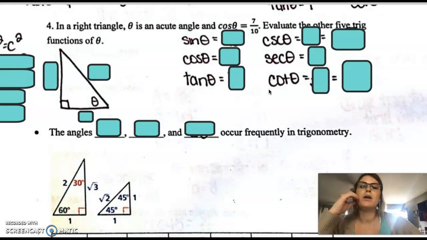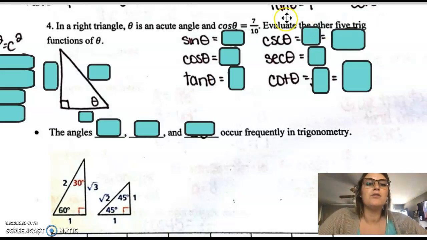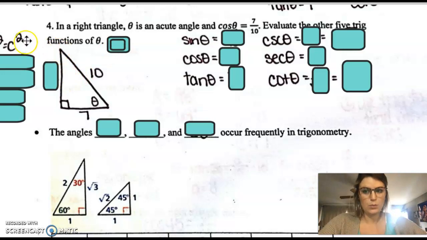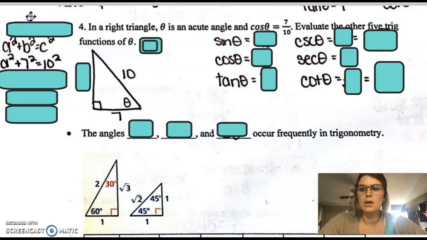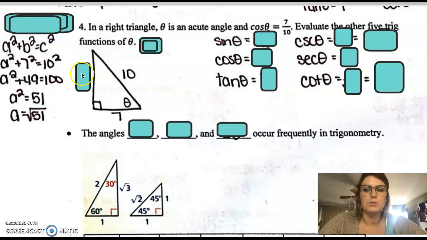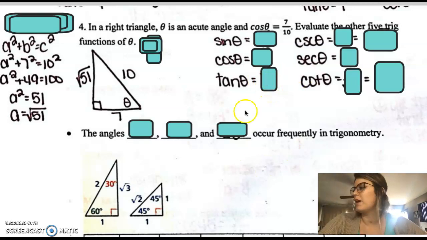Okay, so it says, in a right triangle, theta is an acute angle and cosine is 7 over 10. Evaluate the other 5 trig functions of theta. So make your triangle. We know cosine is adjacent over hypotenuse. So adjacent's down here, so 7 over 10. When you do the Pythagorean theorem, which I have over here, so remember 10 is always c, or the hypotenuse is always c. So you get the square root of 51. And we're just going to leave it like that because there's nothing to reduce or factor out.